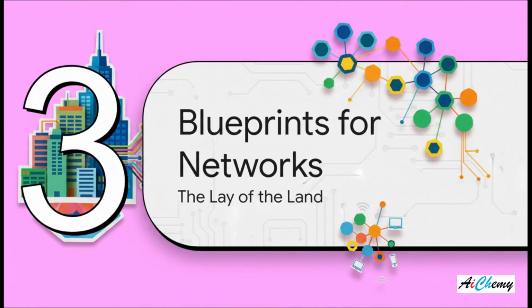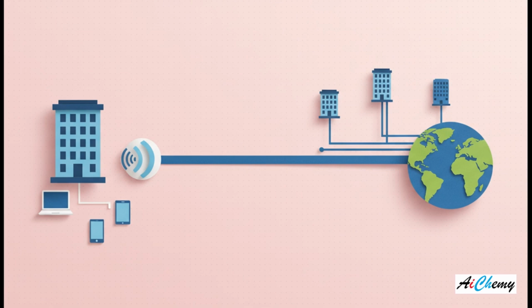Okay, so we've got the rules down. Now let's talk about the blueprints. What do these networks actually look like when you zoom out and see them at different scales? Generally, we talk about networks in three main sizes. On the small end, you have the LAN, the local area network. That's your Wi-Fi at home or the network in your office. On the massive end, you have the WAN, the wide area network, which connects different LANs across huge distances. The internet, that's the ultimate WAN.